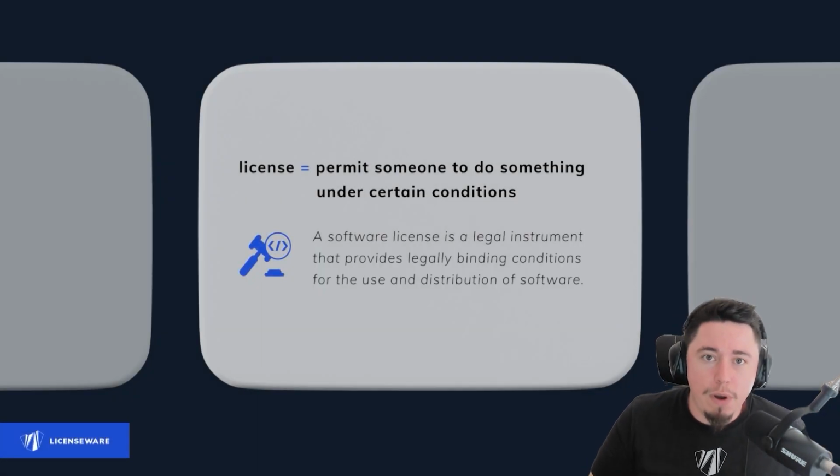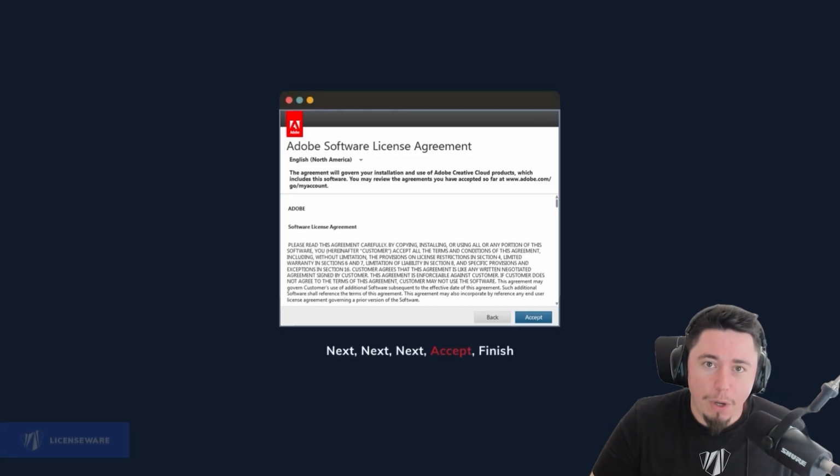What is software licensing? A software license is a legal agreement that provides legally binding conditions for the use and distribution of software. To a lot of people, however, it's that boring long bit of text you skip through and accept before you can actually use the software you're installing.